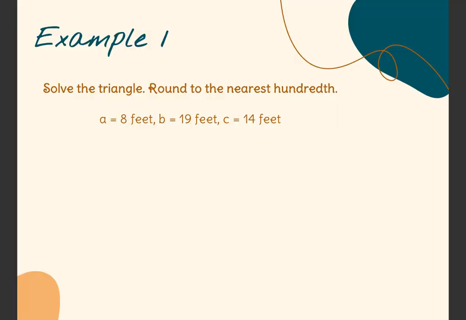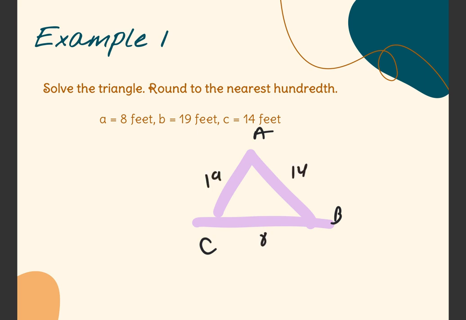All right, so to solve the triangle and then round to the nearest hundredth, notice it doesn't say use law of cosines to solve the triangle. So you have to pay attention to what you're given. So then I would set up my triangle and I would say this is A, this is B, this is C. I'm given side A is 8, side B is 19, and side C is 14. I am given side, side, side.